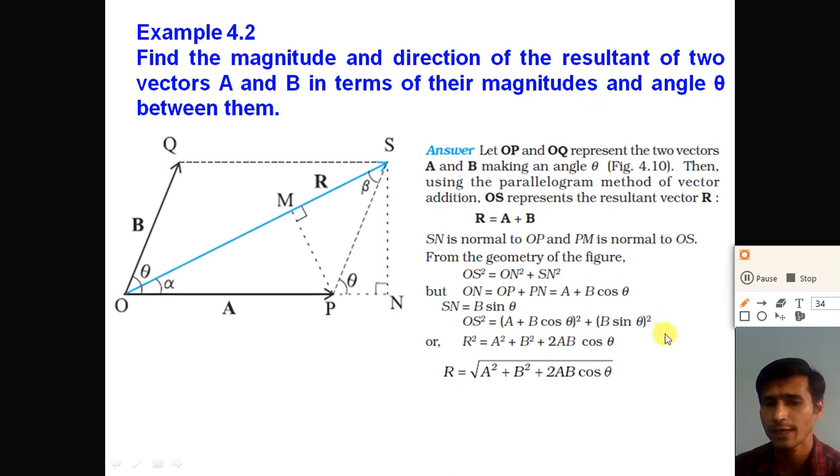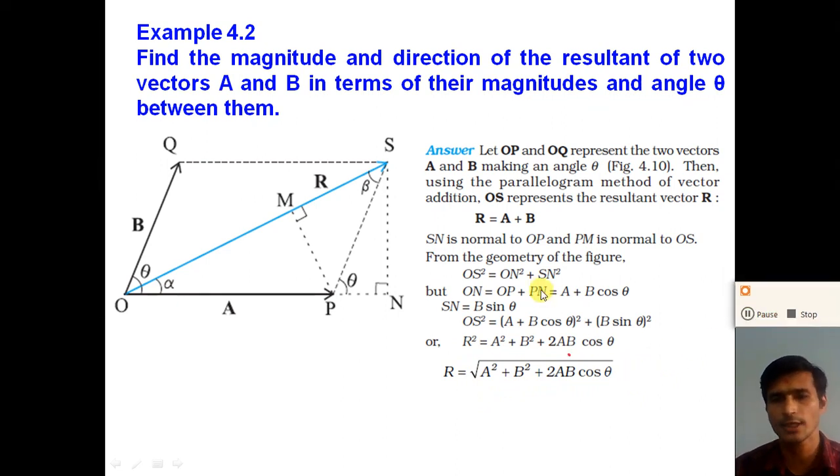So if you calculate this, we get the resultant vector R square is equal to A square plus B square plus 2AB cos theta, and the magnitude of the resultant vector R is equal to under root of A square plus B square plus 2AB cos theta. So understand, dear student, how we can find the magnitude of the resultant vector in terms of the magnitudes of both the vectors and the angle between them.